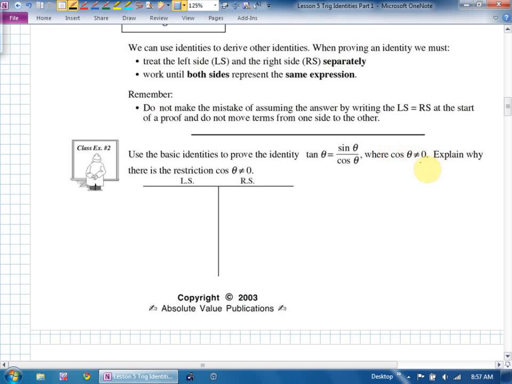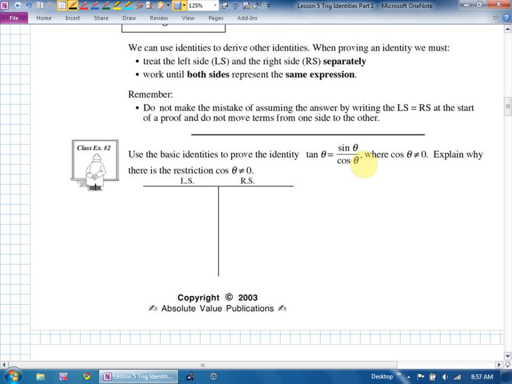Generally, I start with the uglier side first. What looks uglier, that side or that side? The right side, I think. It's got a fraction. Okay, let's start with that. And just this once, Dylan, we're going to go back to x, y, and r.